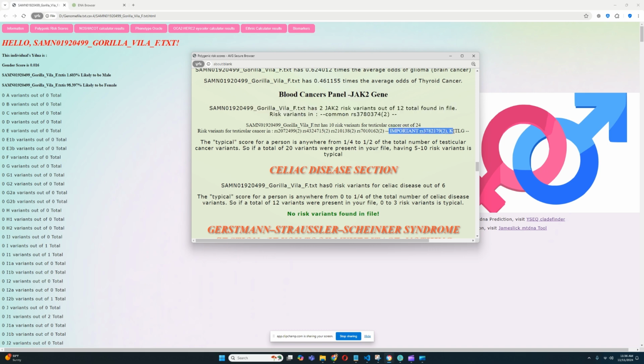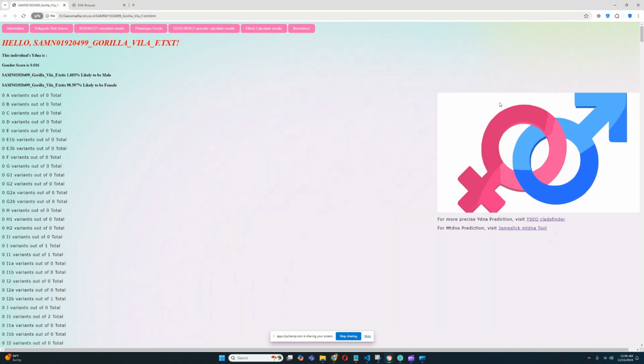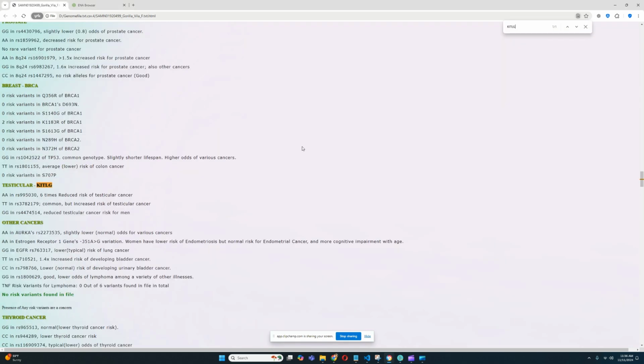And two risk variants for testicular cancer in K12G. Now that's very interesting. Only two and only in this variation. I gotta look that up. I gotta look up K12G and see what's up here. So it looks like for K12G, she's actually got one genotype that leads to increased risk of testicular cancer, and two genotypes that lead to a reduced risk of testicular cancer. That's very interesting.